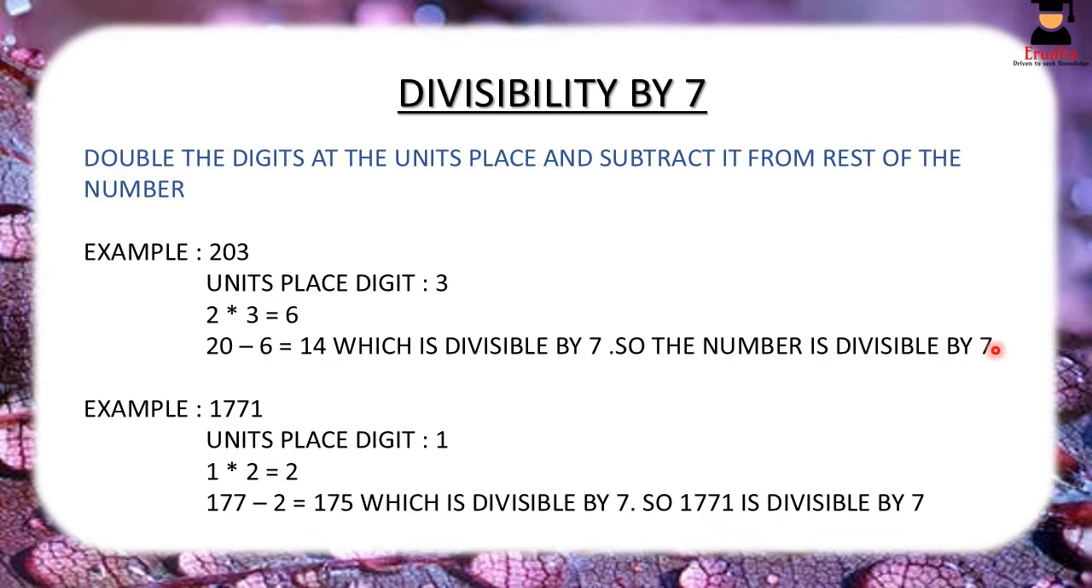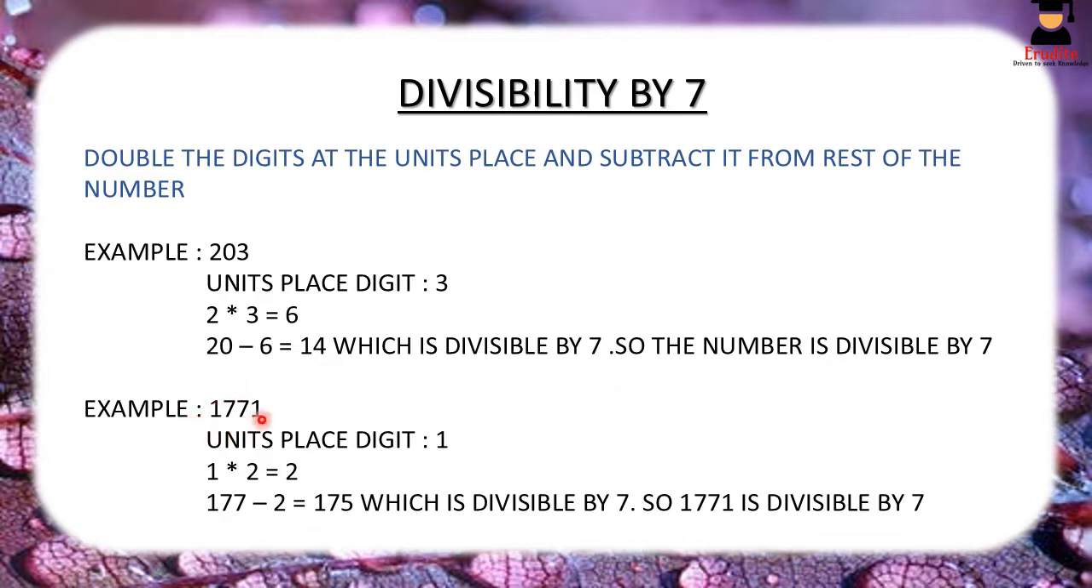So step 1, you need to double the digit at the units place. Step 2, you need to subtract the double of the units place digit from the rest of the number. And if the answer that you are getting is divisible by 7, then you can say the entire number is divisible by 7. One more example to just make the concept clear for you guys.